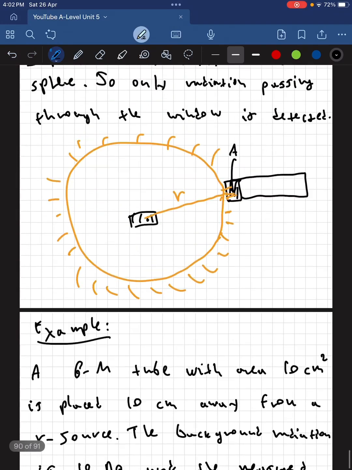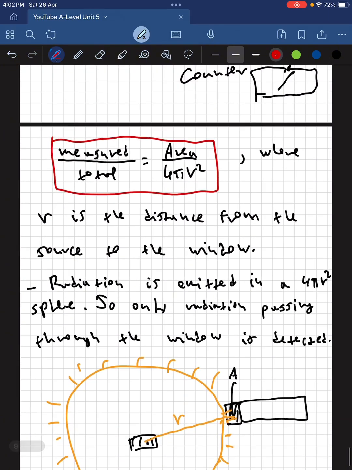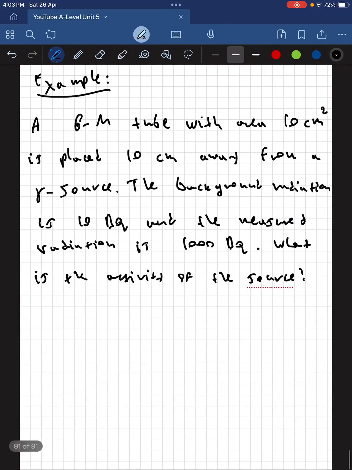To find this, again, we have to apply this formula. Measured radiation over the total radiation is equal to the area of the window of the detector over 4 pi r squared, where r is the distance from the source to the counter. Now we are given the measured radiation as 1000 becquerels, but we have to subtract the background radiation. And what do we mean by total radiation? Total radiation is the activity of the source itself. If this source is emitting, I don't know, 1 billion counts per second, only those counts that go through the window will be measured, will be captured.